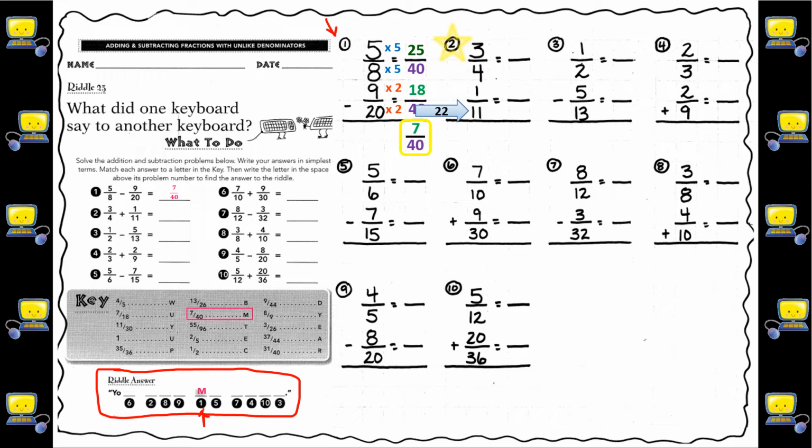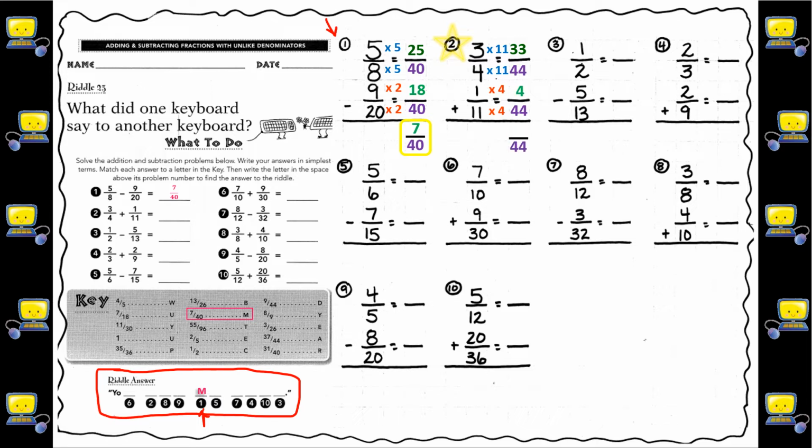22 is not a multiple of 4, so we triple 11. 33 is not a multiple of 4, so we quadruple 11. 44 is a multiple of 4, so 44 is going to be our denominator. 4 times 11 is 44. 3 times 11 is 33. 11 times 4 is 44. 1 times 4 is 4.